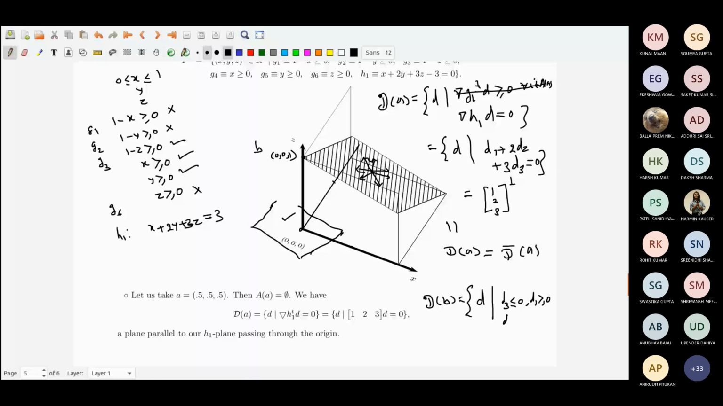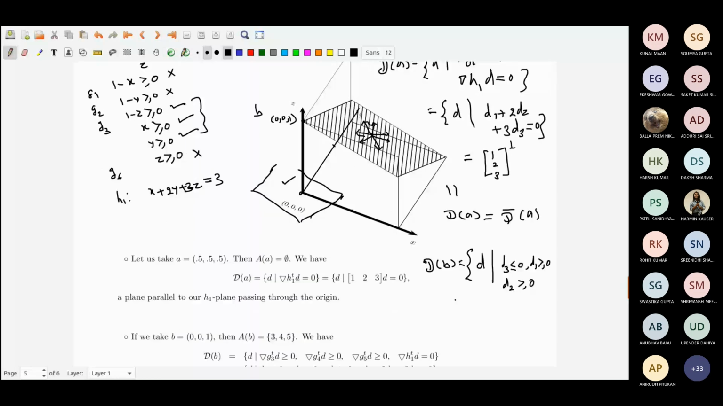And then there is the equality constraint. That also has to be satisfied. What is that? The same thing, D1 plus 2D2 plus 3D3 equal to 0. That's this direction. So what type of direction are you talking about? Now these are all those vectors for which the z coordinate will be a little bit negative. D1 has to be greater than or equal to 0 and D2 has to be greater than or equal to 0.